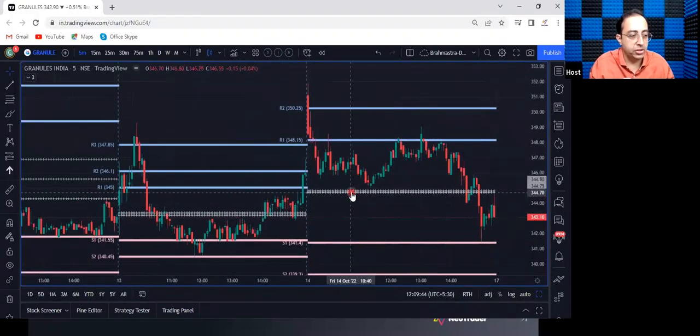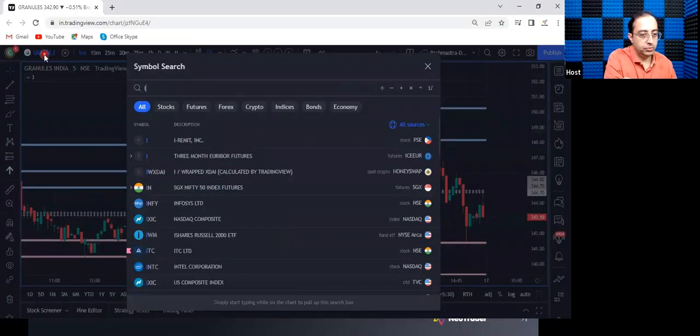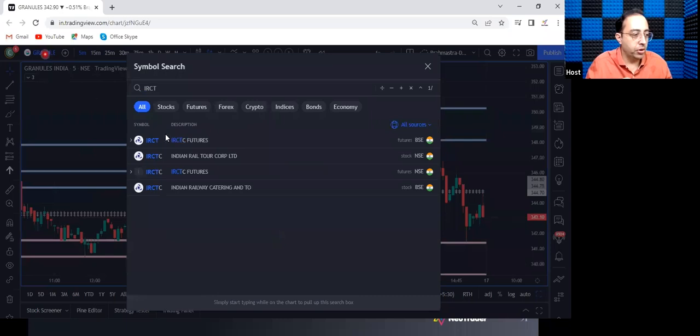Okay, Granules. There was a narrow CPR. Now what has happened here is that after it has opened, the prices came down, and then it has been right here only. So what kind of trade is this? What kind of trade is there in Granules? Very good. No trade.